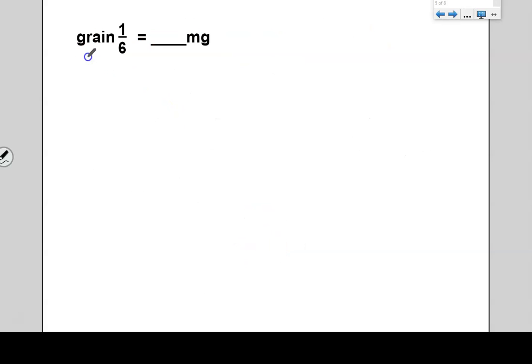Now let's look at this one. Grain 1/6 equals so many milligrams. Well, again, I know that the true fact is 60 milligrams is 1 grain. So I'm going to go ahead and write grain 1/6 over 1 times.